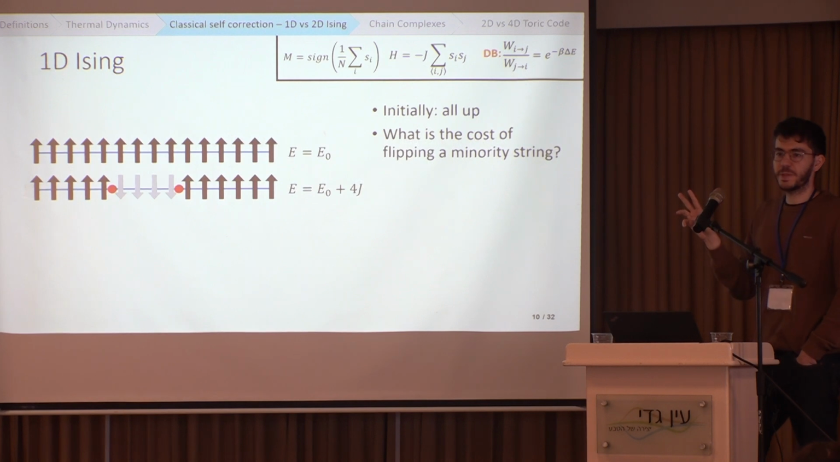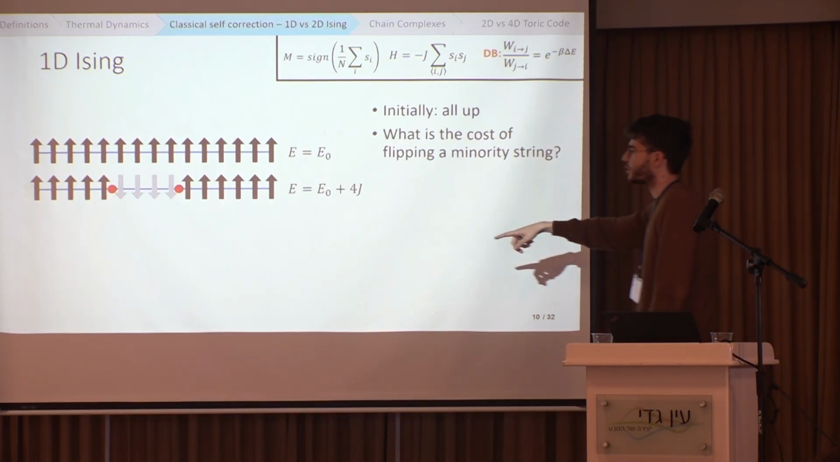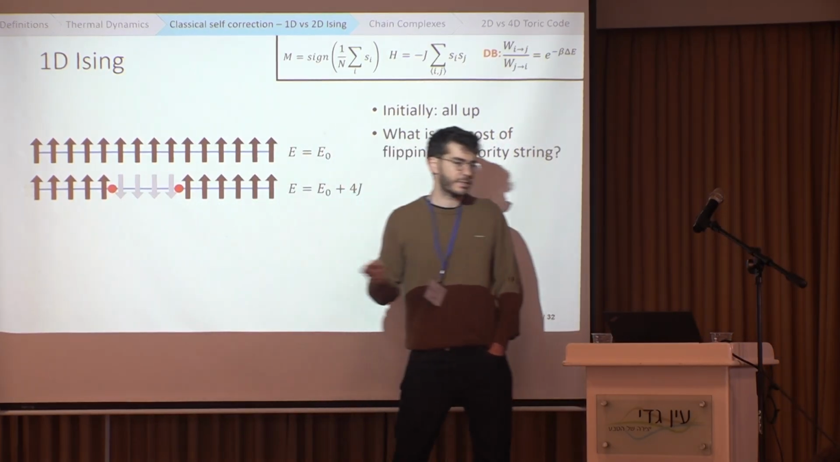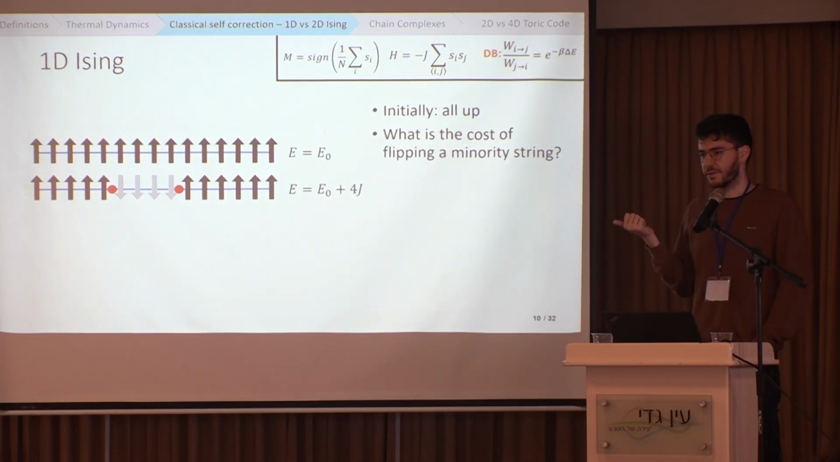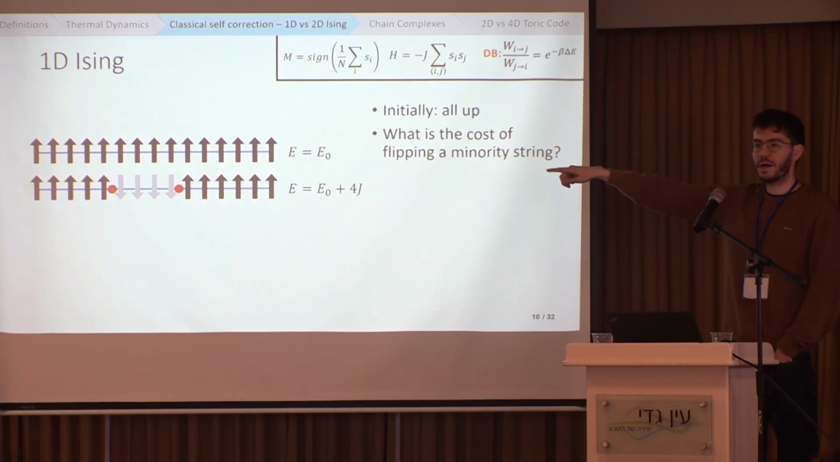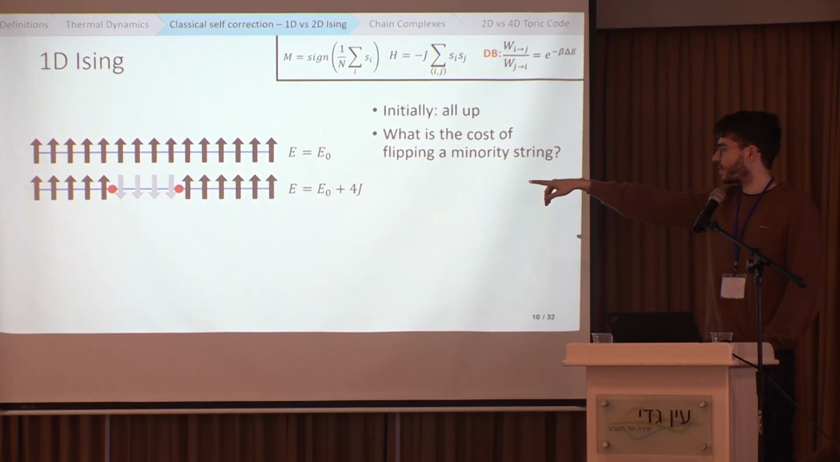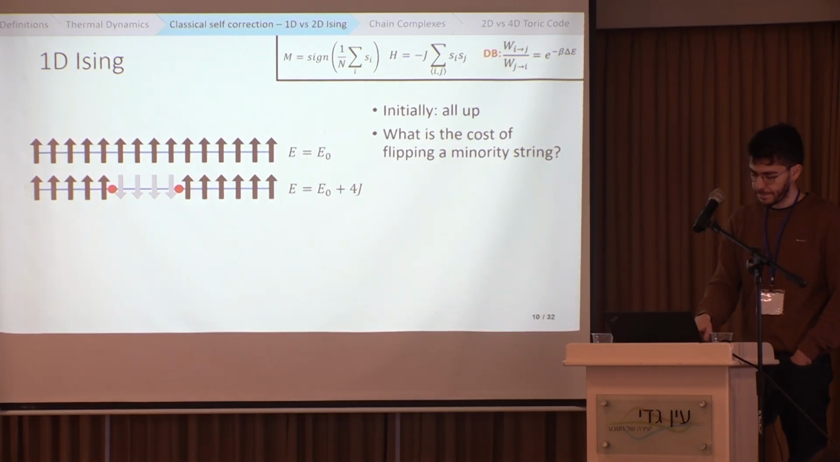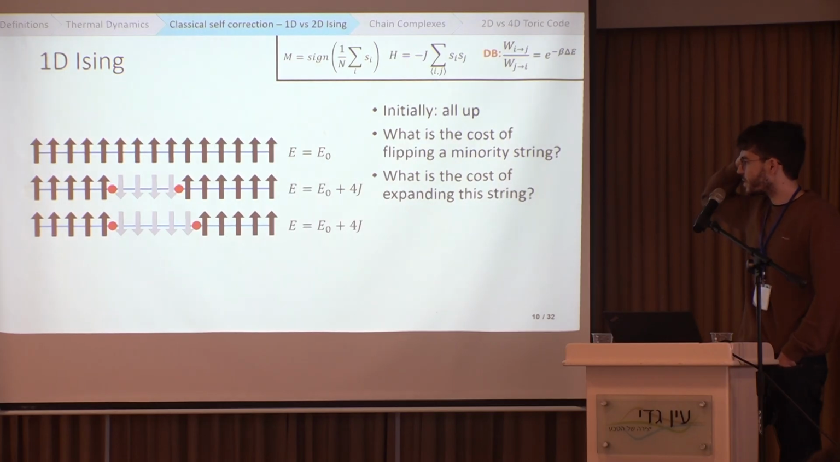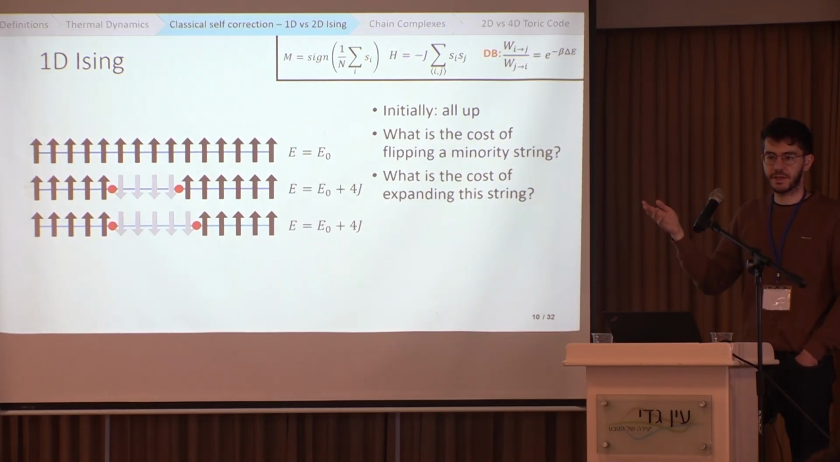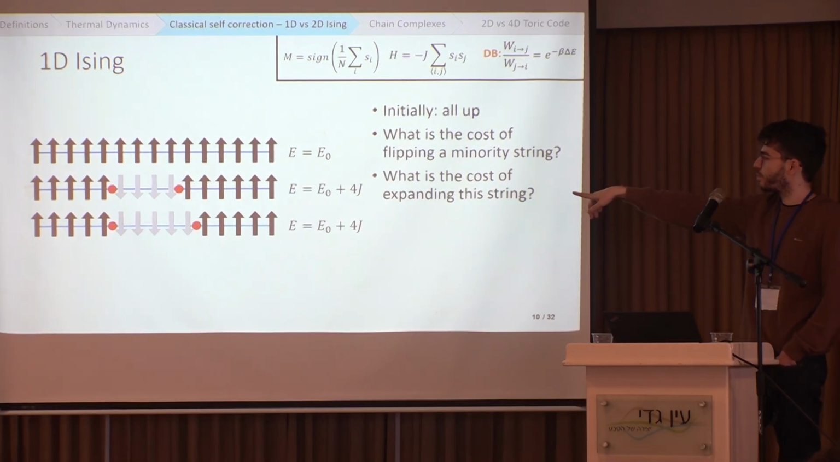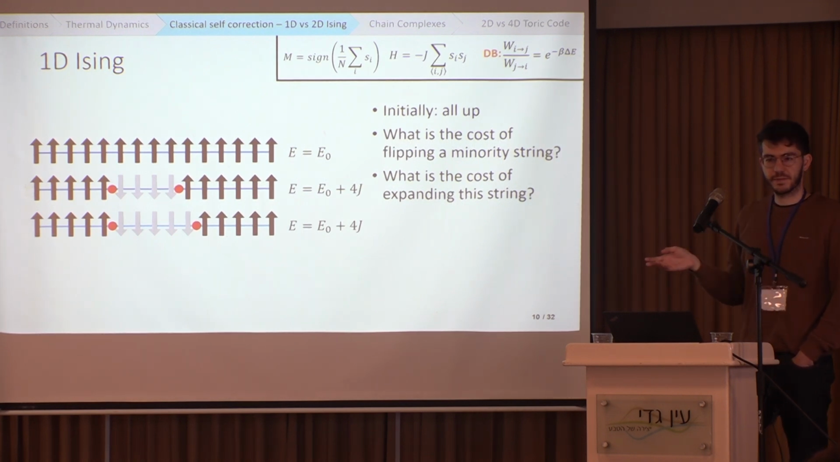So for two aligned spins, we have minus J. Anti-aligned, we get a J. So the creation of this anti-alignment adds 2J, and because we have two boundaries, two red dots, we get 4J. That's the cost of the creation of this minority. And now we ask, what's the cost of expanding this string, of taking this down minority and making it larger? And we see that there's no additional cost.